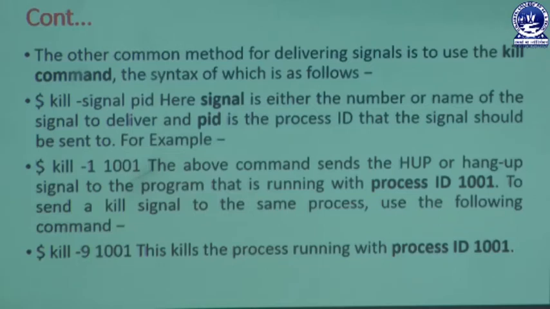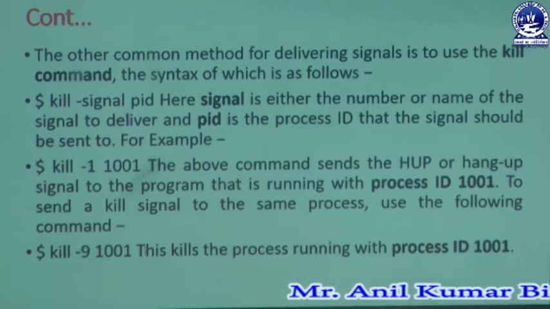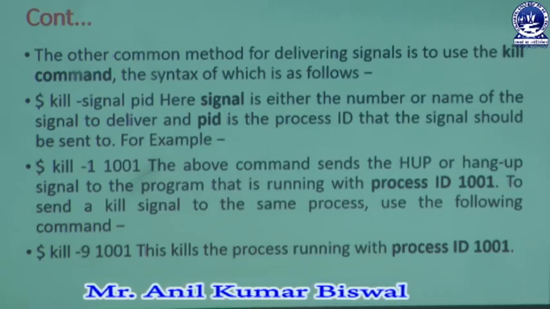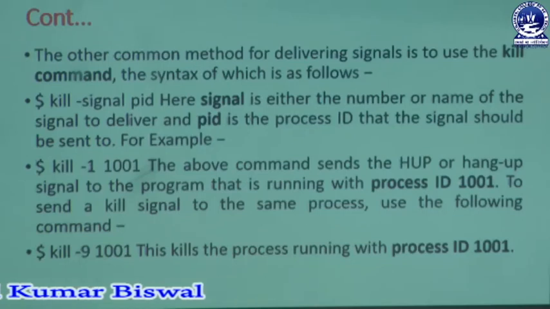For example, we can use $ space kill then space -1, or we can write the number like 1001. So this above command sends the HUP signal, or we can say the hang up signal, to the program that is running with the process ID 1001. That means we need to hang up that process. That means we have a task ID or process ID, we can also say job ID, that is 1001. By using that ID we can make it hang up.